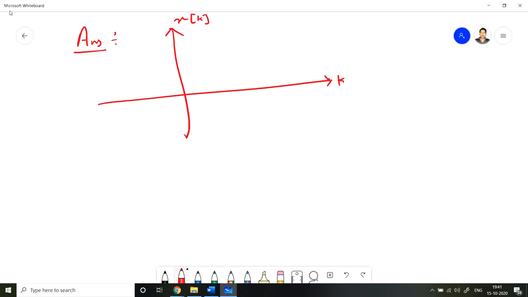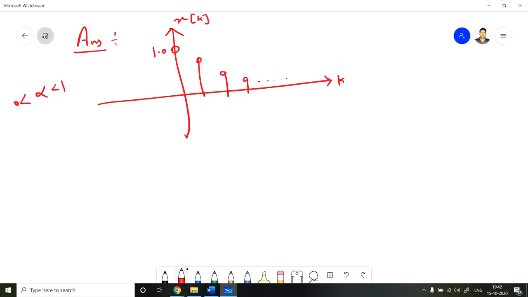So xk, because alpha is between 0 and 1, is of decreasing type. You see, decreasing. So this is the plot of xk. At k equals 0 the value is 1 and it is decreasing continuously.